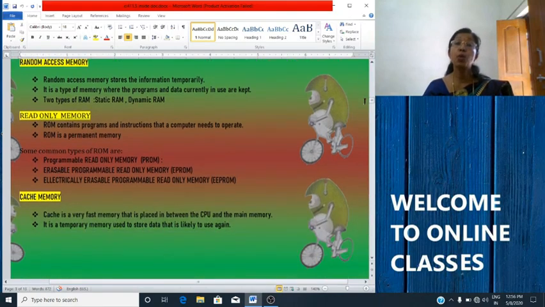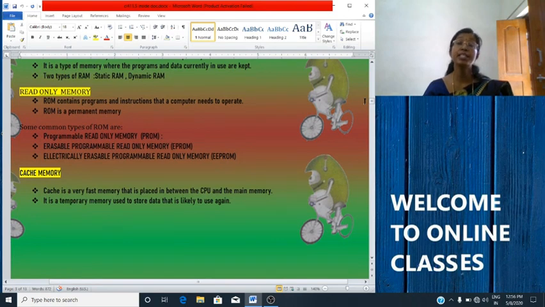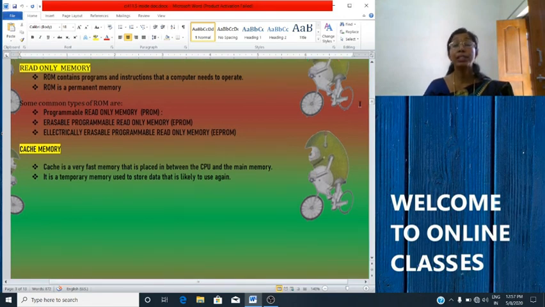Then we studied about ROM, read-only memory. As the name indicates, it is only for reading. It is a set of instructions to the computer. Bootstrap instructions. It is of three types. PROM, programmable read-only memory. EPROM, erasable programmable read-only memory.